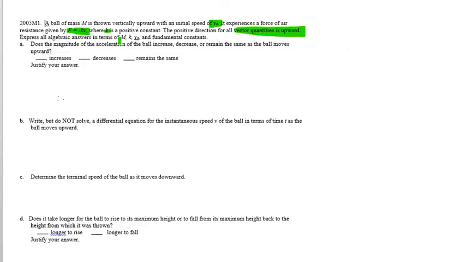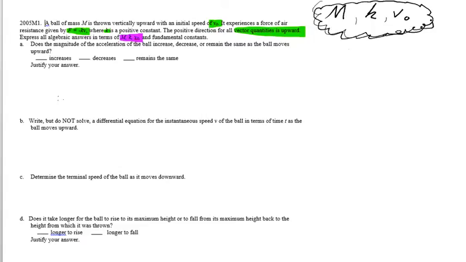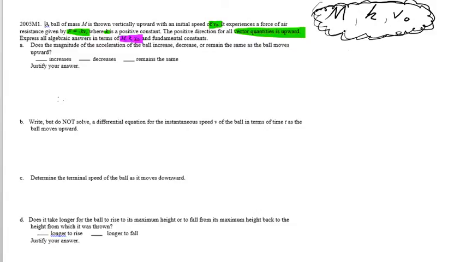Okay, express all algebraic answers in terms of, I'm going to do this in a different color, M, k, and v naught. Here, I'm going to write that over here. M, k, v naught. You see that? That is what your answers need to be in. If your answers aren't in that, and they're in whatever you want to put it in, they have to be in this.